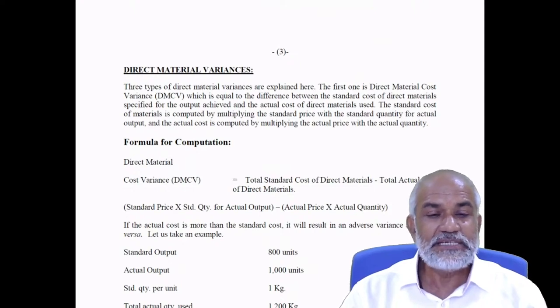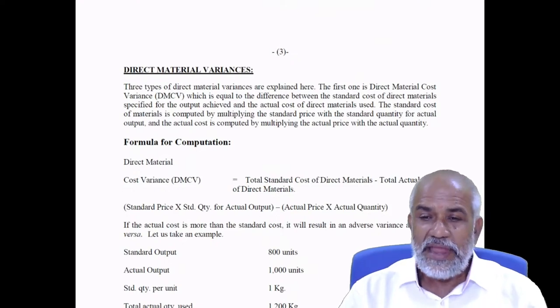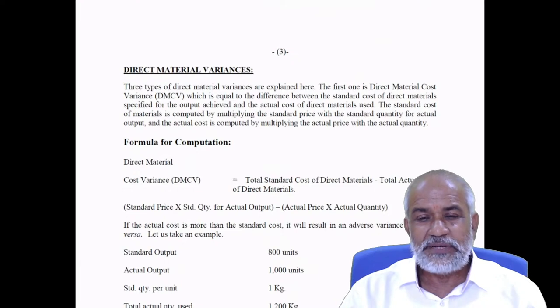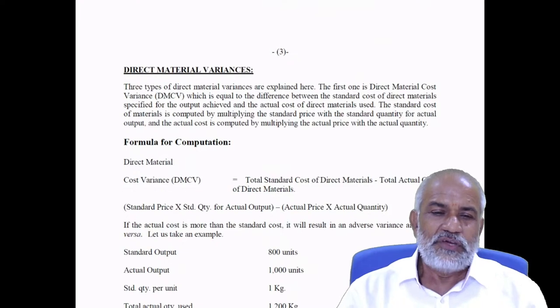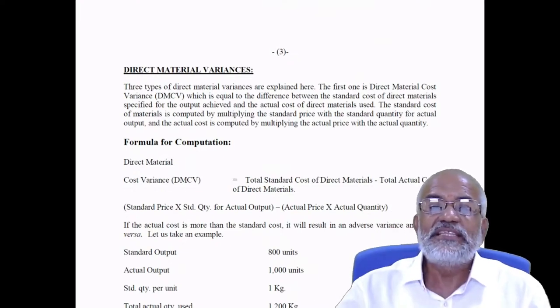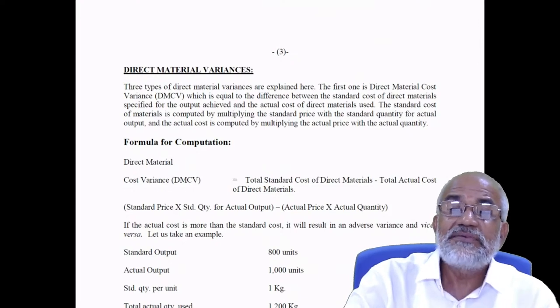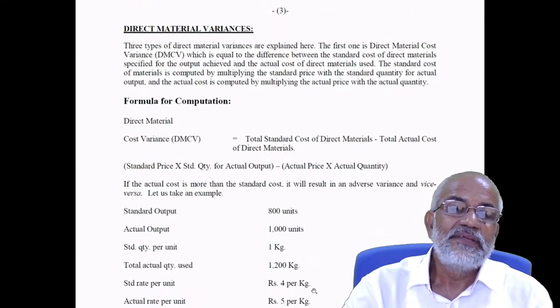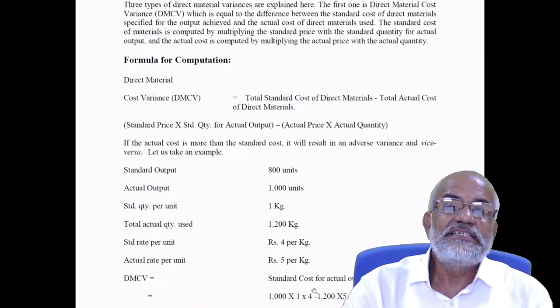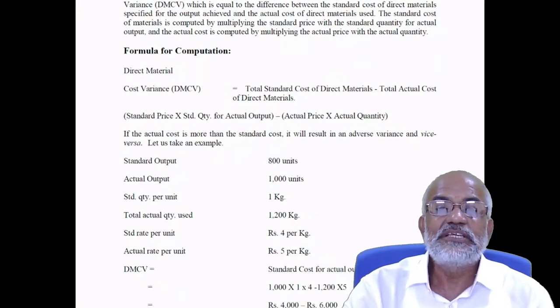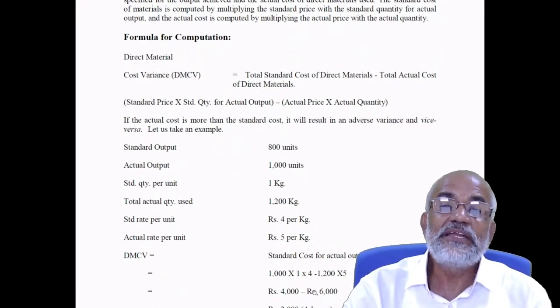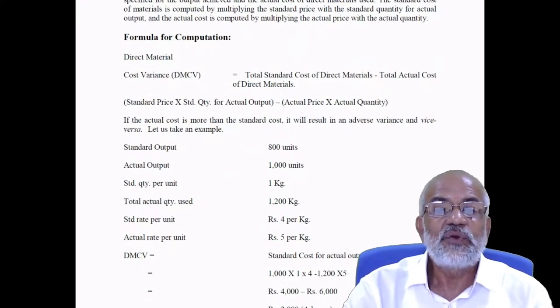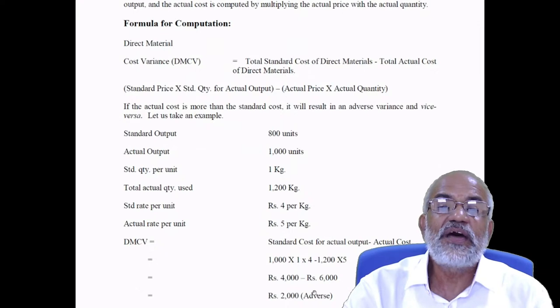The standard cost of direct materials can be determined by standard price into standard quantity for actual output, and the total actual cost of direct materials can be determined by actual price into actual quantity. So if the actual cost is more than the standard cost, it will result in an adverse variance and vice versa. Let us take an example so that it will be very clear. Suppose the standard output is 800 units, actual output is 1000 units, standard quantity per unit is 1 kg, total actual quantity used is 1200 kg.